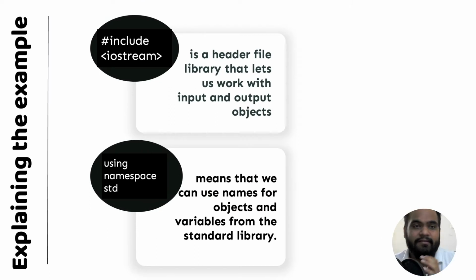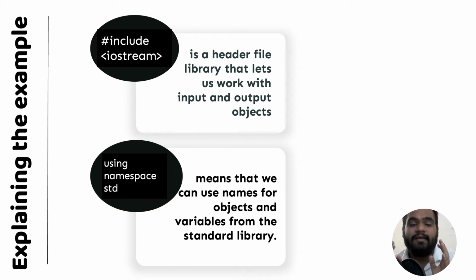The first line says #include <iostream>. Now iostream is nothing but a header file. This is a header file with a library that lets you work with input and output. So io means input and output, both at the same time.